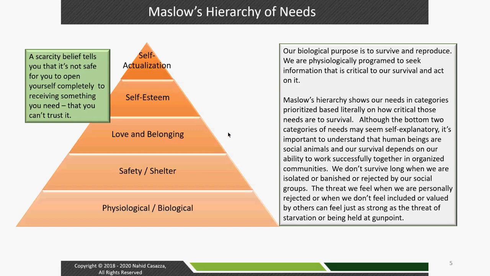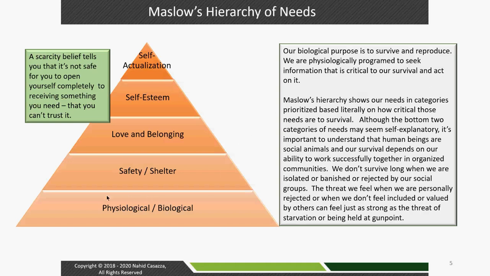Essentially, the idea behind Maslow's hierarchy is that the only thing that motivates a human being is getting their needs met. And we're defining needs as what you need to survive in this world. So you are a biological being, and your biological purpose is to survive and reproduce. So we're programmed to seek information that's critical to our survival and act on it. If you think about it by looking at this pyramid, Maslow's hierarchy shows our needs in categories, prioritized literally on how critical those needs are to survival.